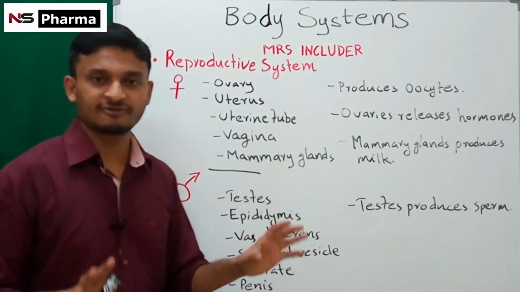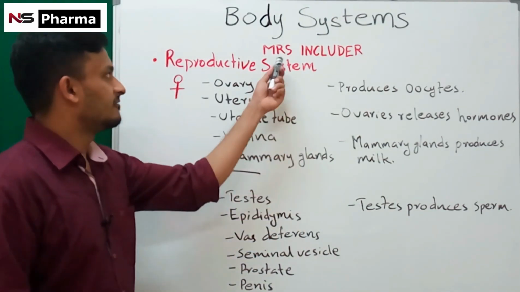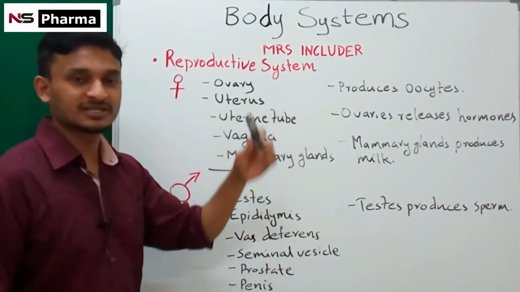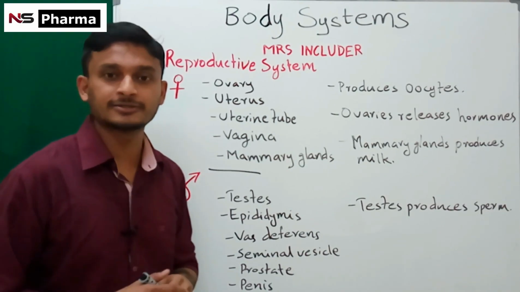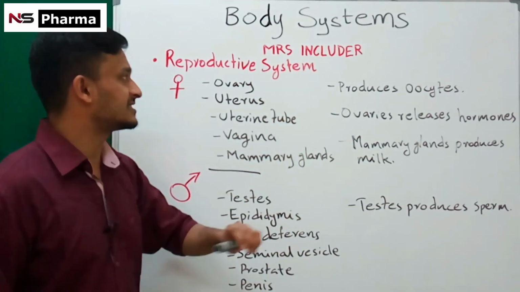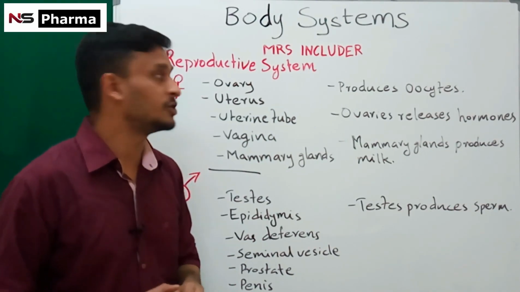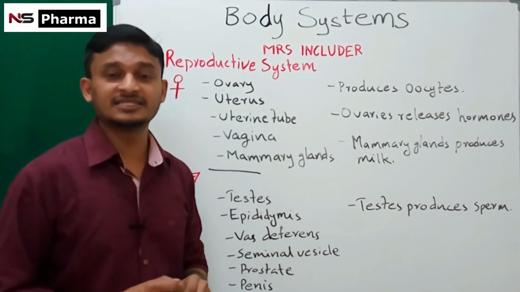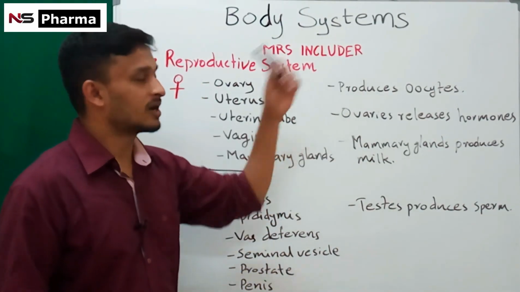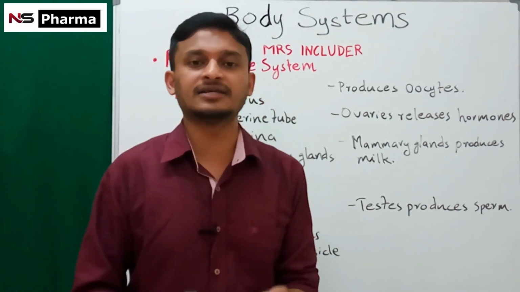We studied 11 different body systems. For remembering these 11 body systems, we have one code, that is Mrs. Includer. M represents muscular system, R respiratory system, S skeletal system, I integumentary system, N nervous system, C for CVS, that is cardiovascular system, L for lymphatic system and immunity, then U for urinary system, D for digestive system, E for endocrine system, and the last one R for reproductive system. We already covered all these systems as an introduction.